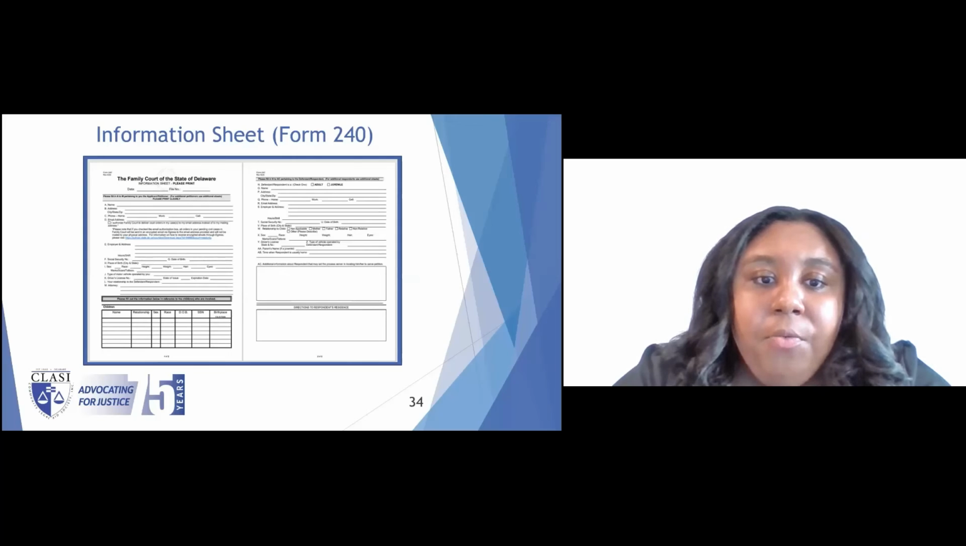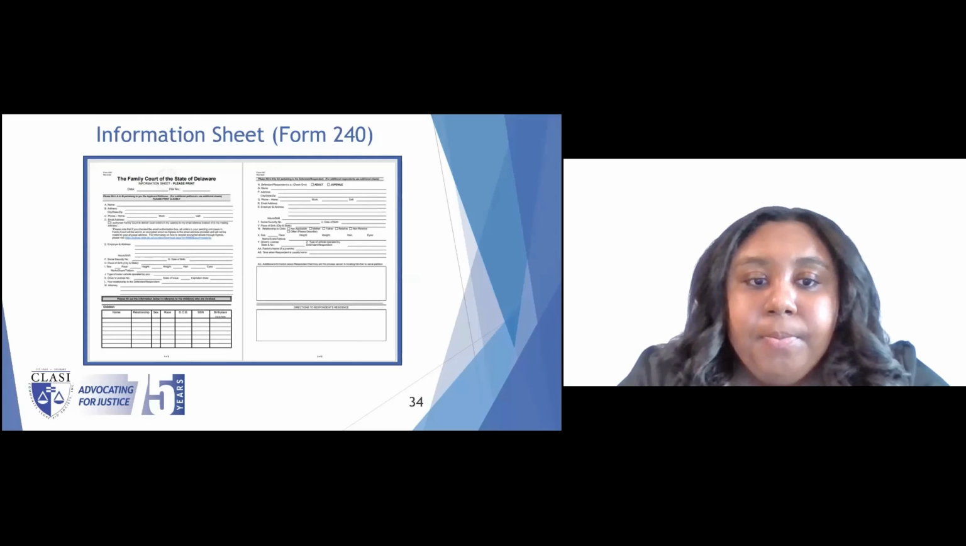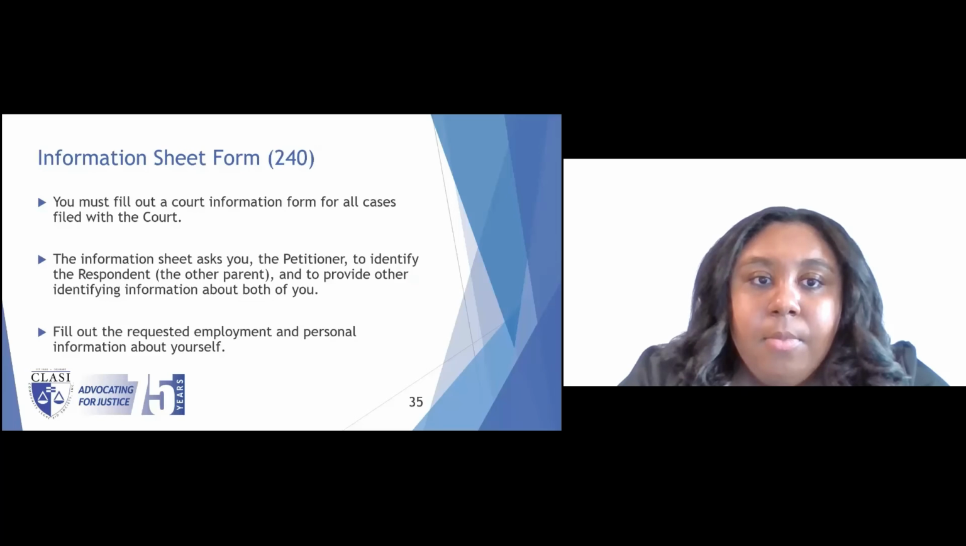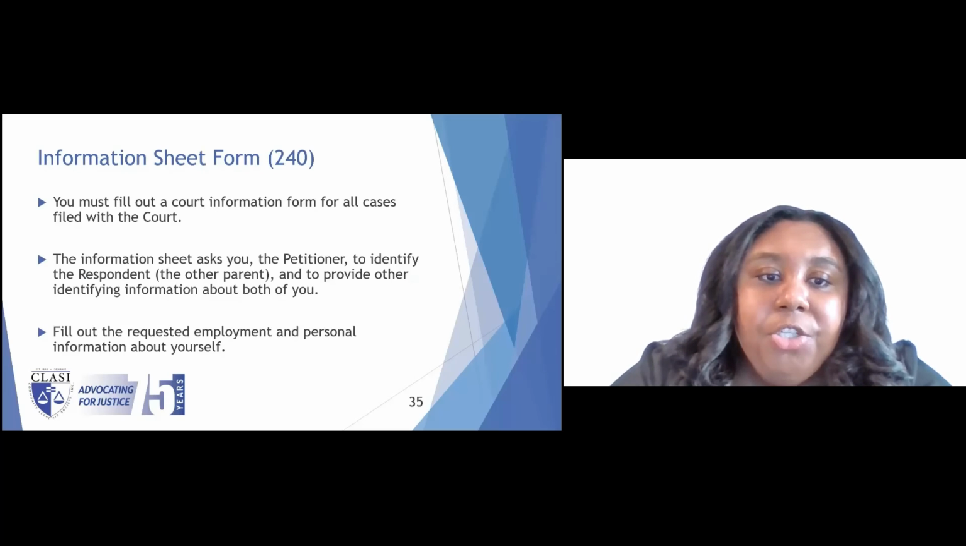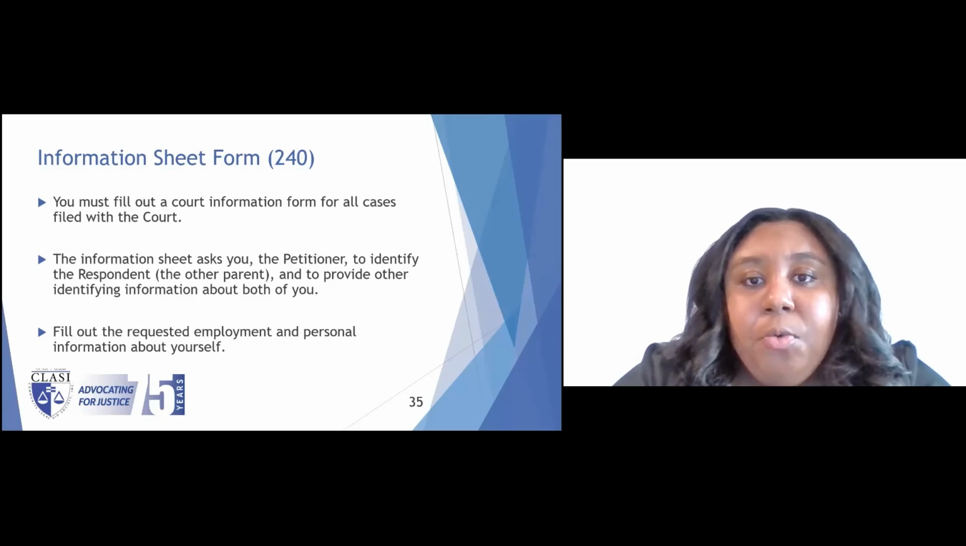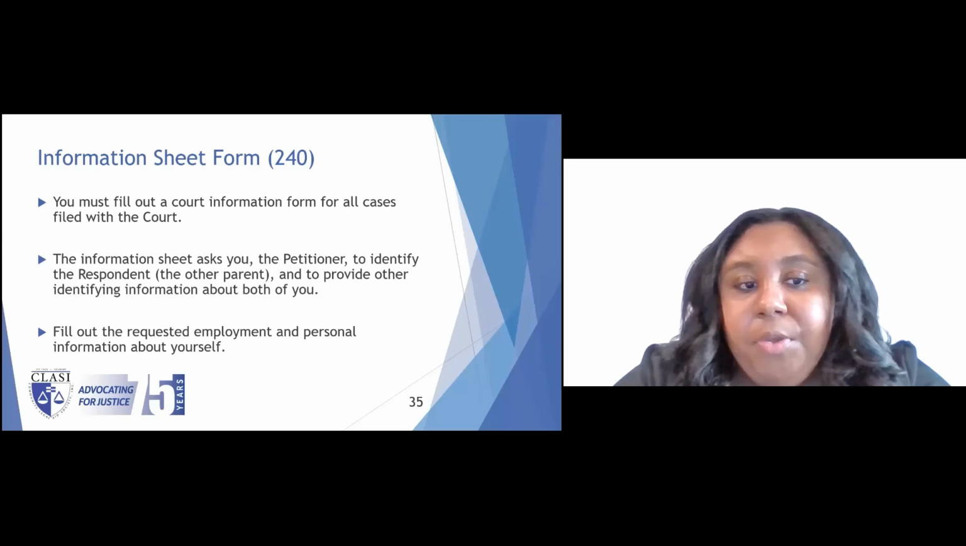The next required form we are going to discuss is the information sheet, also known as Form 240. The information sheet allows the court to see personal information about you and the other party. You must fill out a court information form for all cases filed with the court. It will ask you, the petitioner, to identify the respondent and to provide other identifying information about both of you.